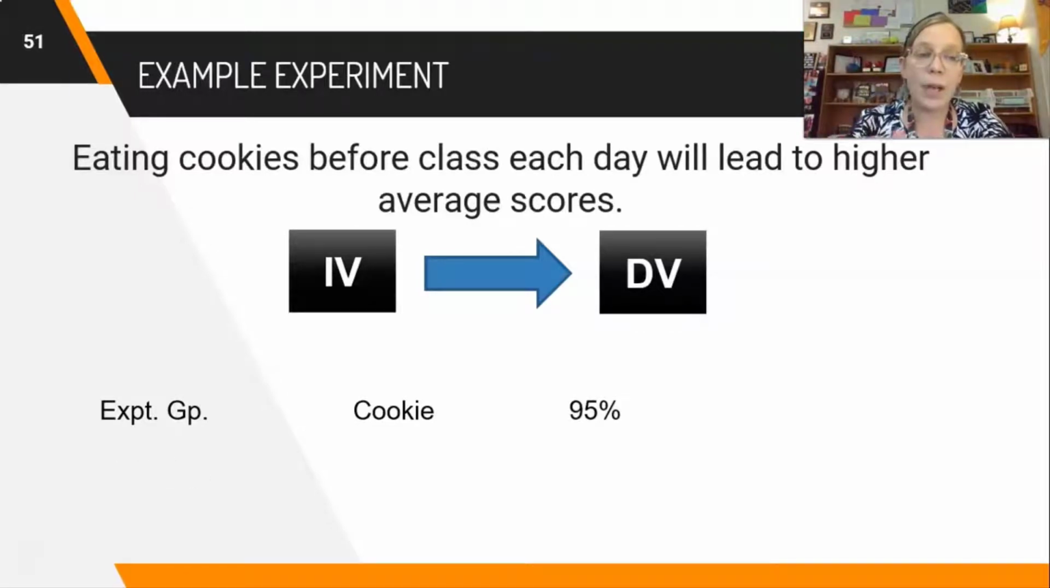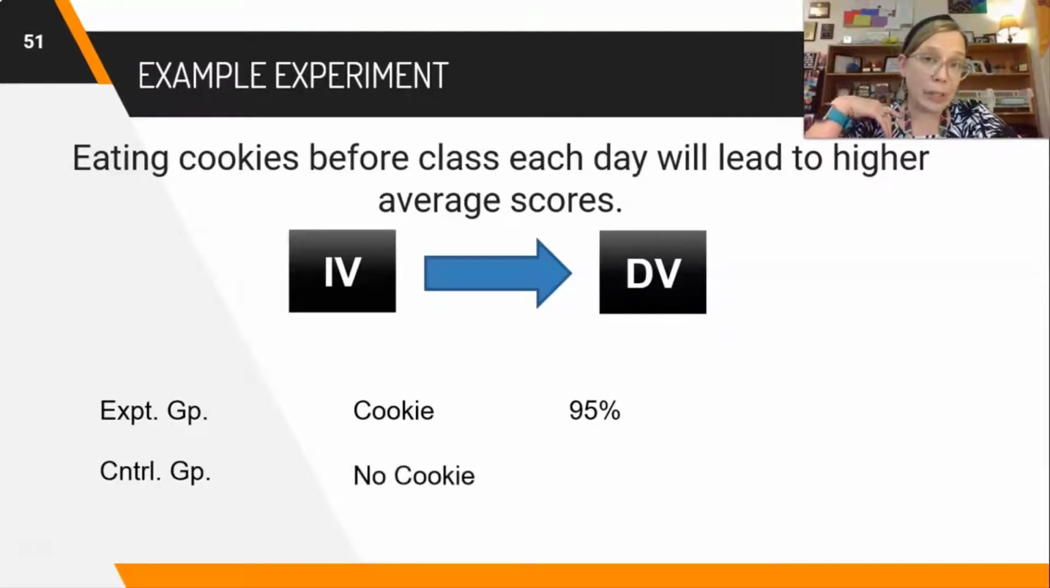So we're going to say hypothetically that the experimental group got the cookie and 95% of them passed the exam. Then the other group that doesn't get a cookie is called the control group. They're the control group because they're the ones that aren't getting the treatment, it's just normal. Nothing's happening out of the ordinary for them. They're the ones that don't receive the treatment so that we can compare. And if there's a difference between the experimental group and the control group, then we can infer that that might be because of the treatment, in this case, whether they got a cookie or not. So the control group will not get a cookie in this experiment.